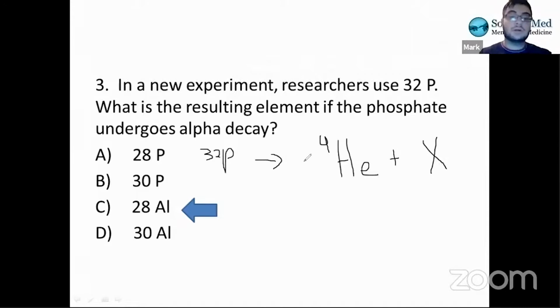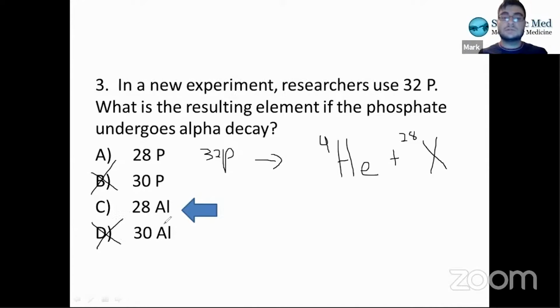The first thing you want to look at is the numbers, right? This is the mass. They have to add up, obviously. You can't destroy mass. So 32 goes into 4 plus what? Obviously, very simple, 28. So whatever the product is, it has to have a mass of 28. So this and this are gone.